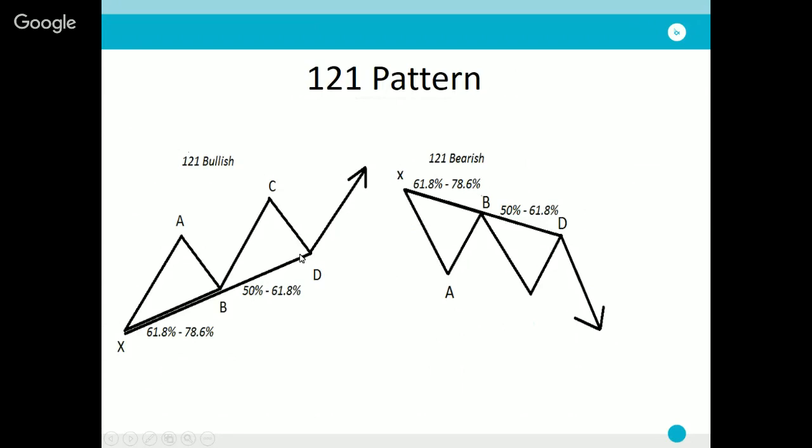So the ideal measurements for this pattern are whereby we see the XA leg retrace, the AB leg retrace between 61.8 and 78.6% of the initial XA leg. And then the CD leg, which again must be equal to the length of the AB leg, retracing between 50% and 61.8% of that XC move. So not of the initial XA move, but of the whole move, from the low of the structure to the top of the structure. And then obviously for the bearish version, from the top of the structure to the bottom of the structure.